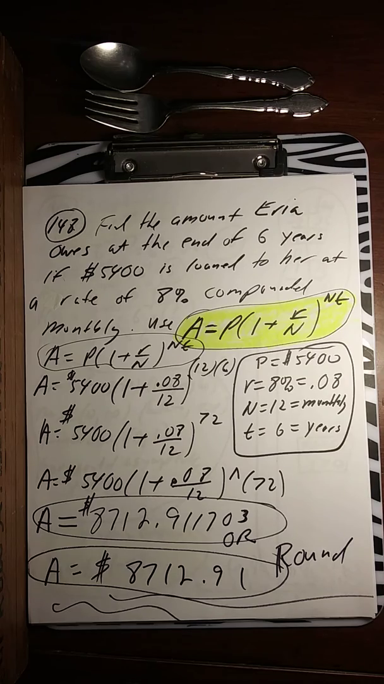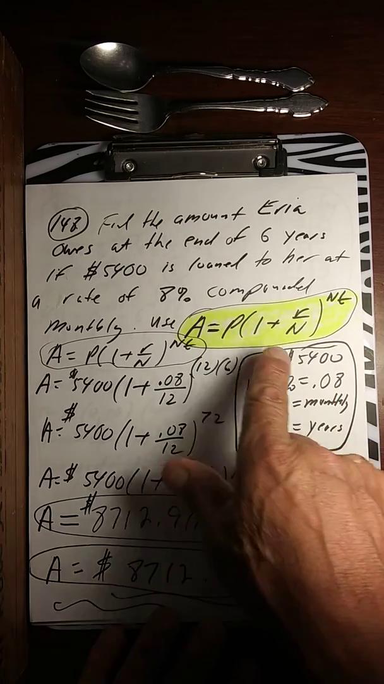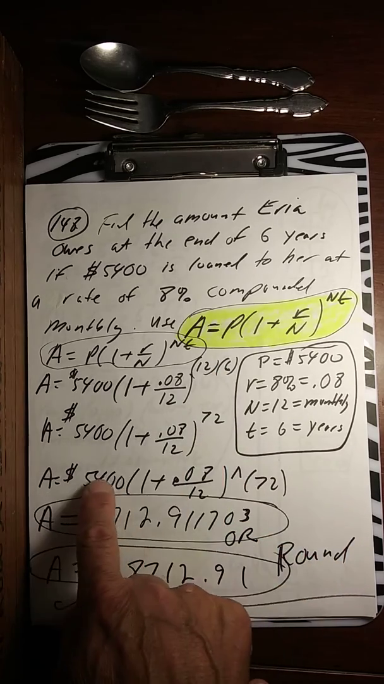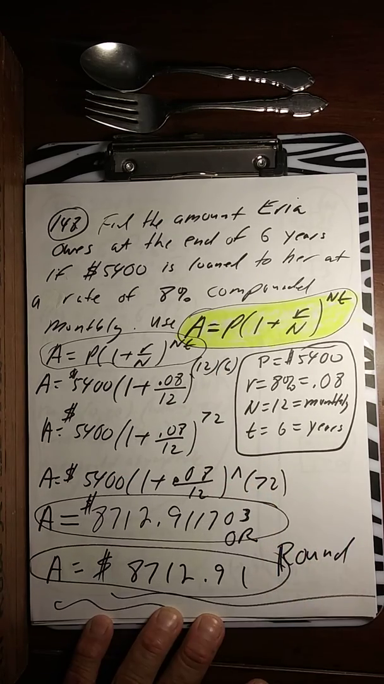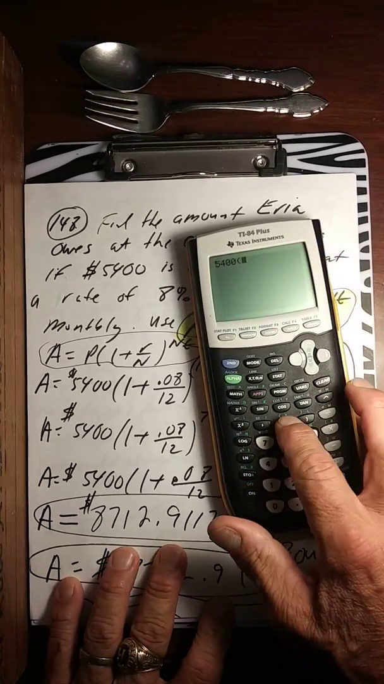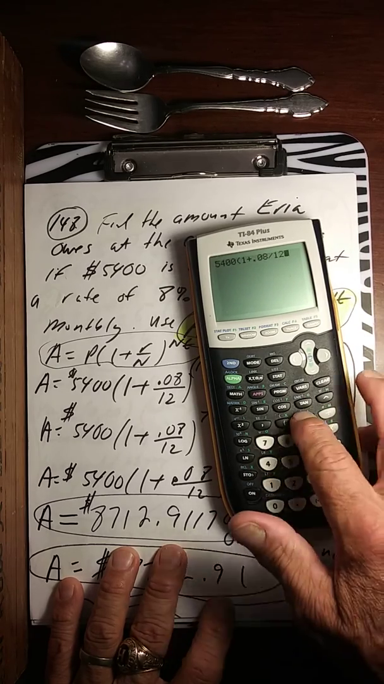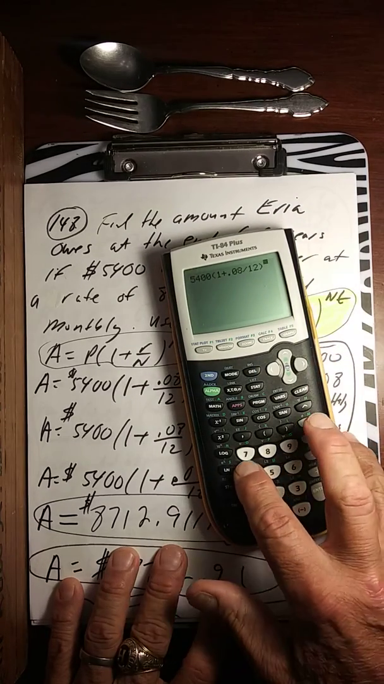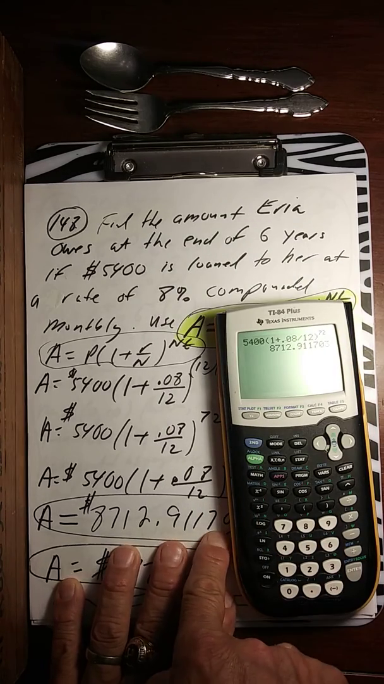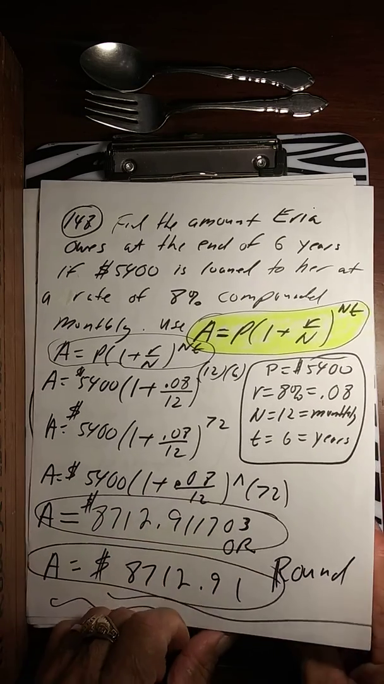Find the amount Erica owes at the end of 6 years, $5,400 loaned to her at 8% compounding monthly. So there's the numbers, and there's a formula for compound interest. Put them in there. So we have that times that 72. So this times this to the 72 power. Let's do that in a calculator. 5400 parentheses 1 plus 0.08 divided by 12 to the power of 72 is 8712.91, rounded to 8712.91.